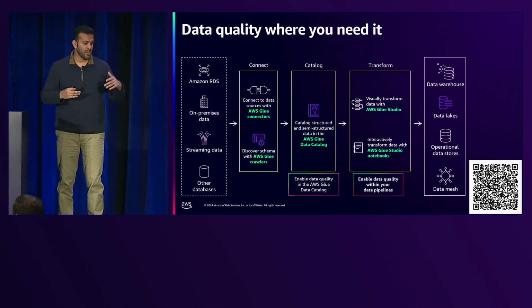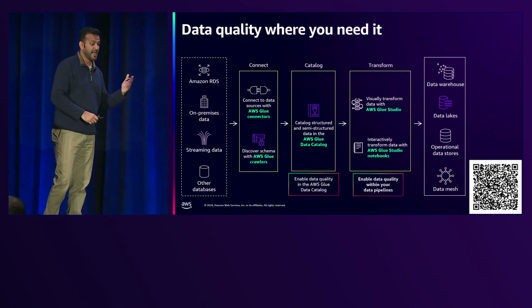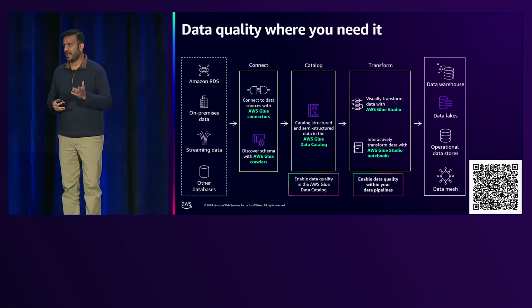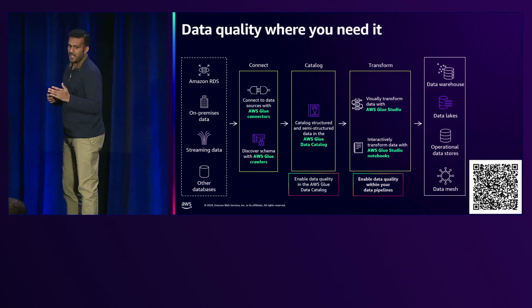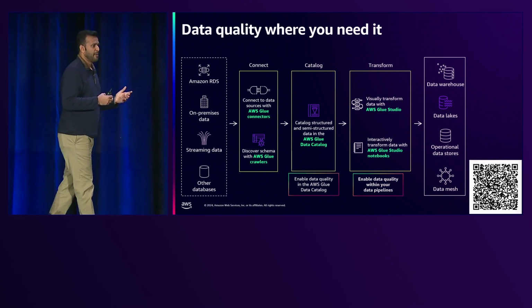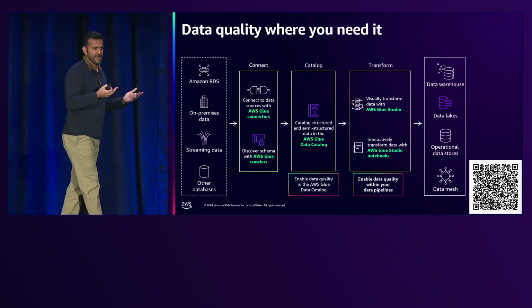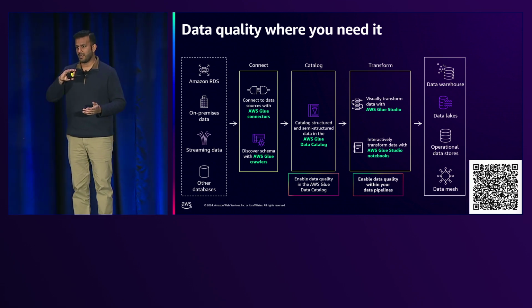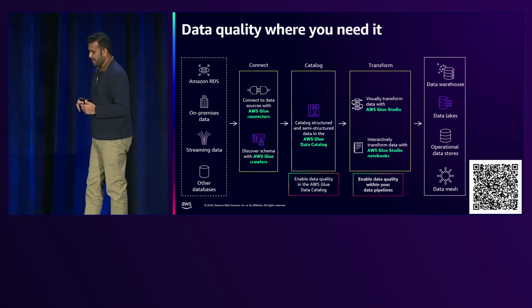So here you can see we have these different data sources. We are connecting to those different data sources using Glue connectors and cataloging all of that data inside the Glue data catalog. In the Glue data catalog, you can configure these data quality rules and have them run every time a data refresh is happening to make sure that the data quality with the new data still is at the level that you want it to be.